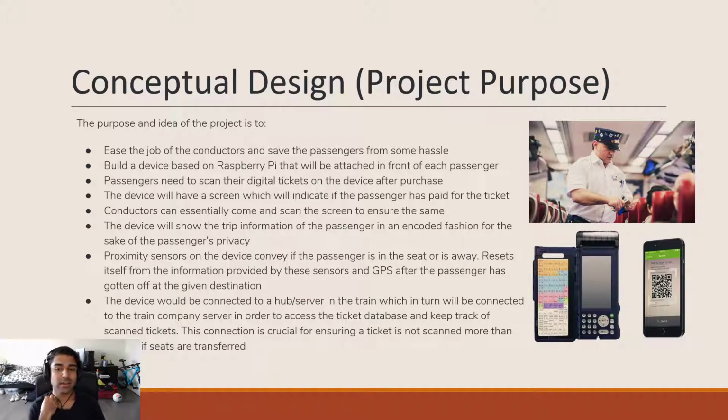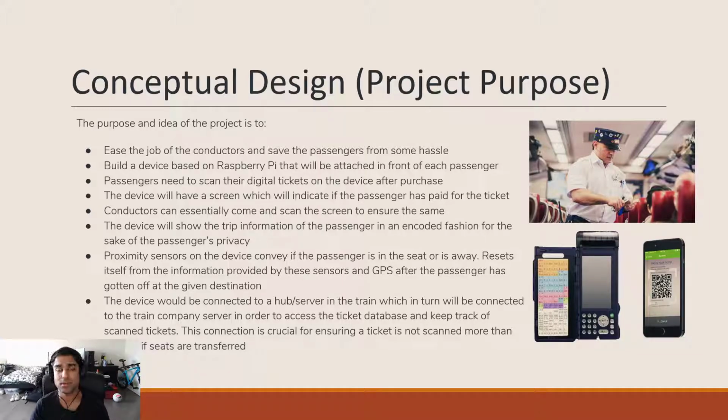Our device is going to be based on Raspberry Pi, and it's going to have a camera which the passenger will show his or her ticket to. The device will scan the ticket, translate it into a string, and then send it to a database, the train ticket server basically, and then reply back with a valid or invalid ticket response.